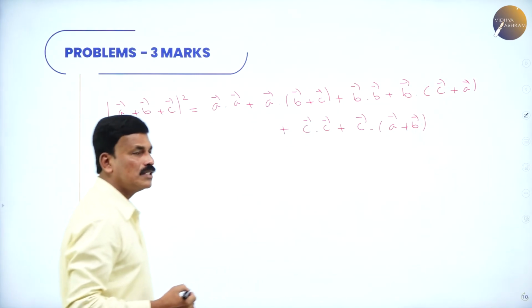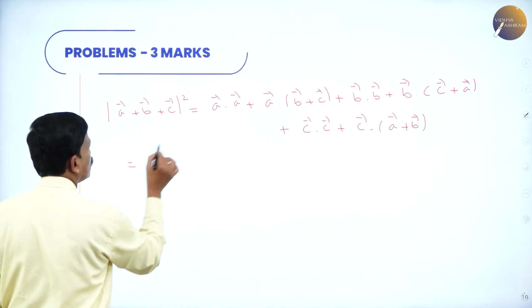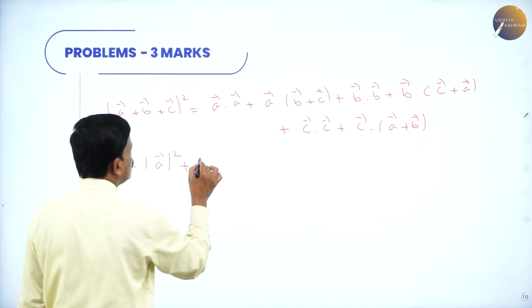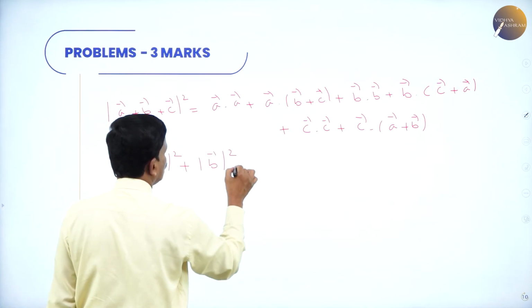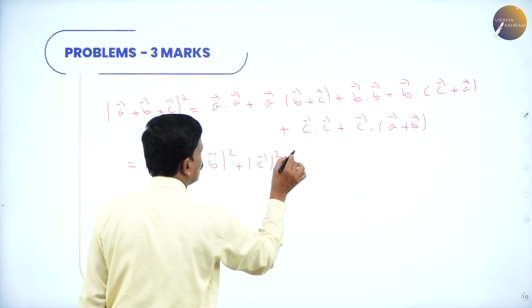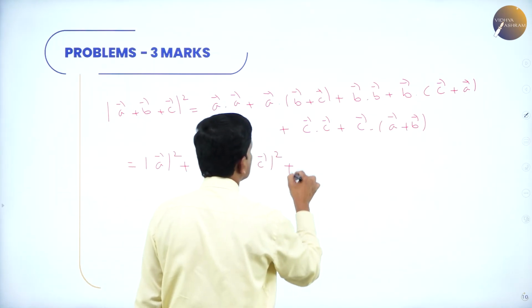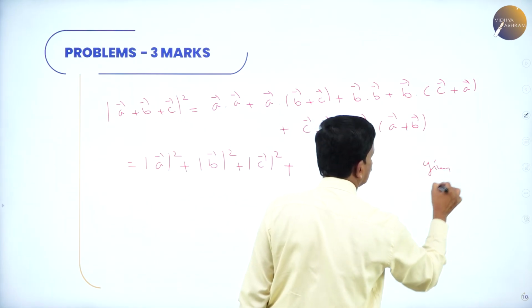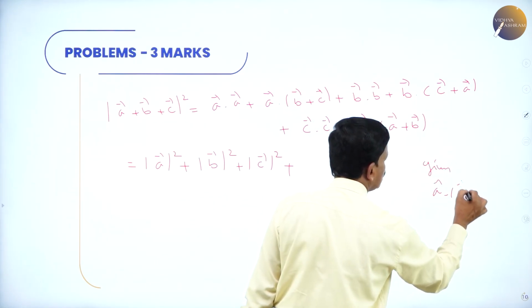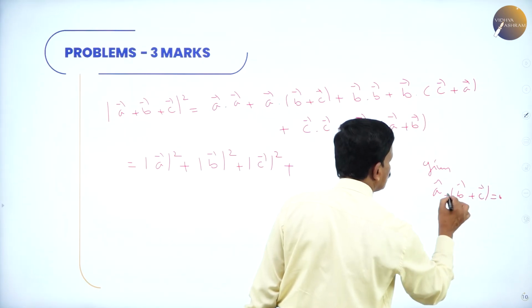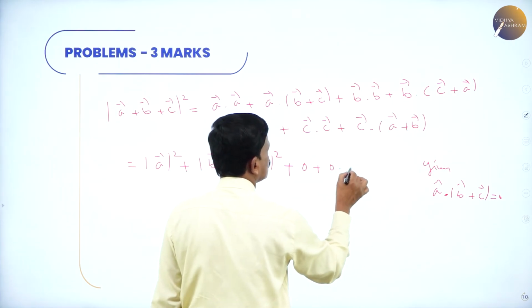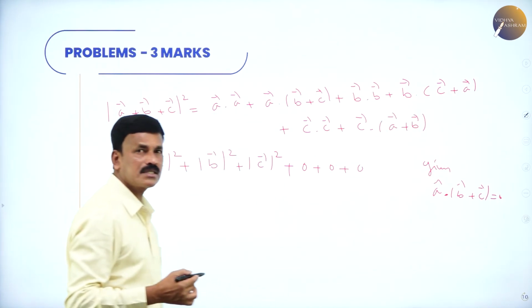Now, what is this equal to? A dot A is nothing but length of A square, B dot B is nothing but length of B whole square, C dot C is nothing but length of C vector whole square, plus A dot B plus C. It is given that A dot B plus C is equal to 0. So this is 0. B dot C plus A is also 0. C dot A plus B is also equal to 0.